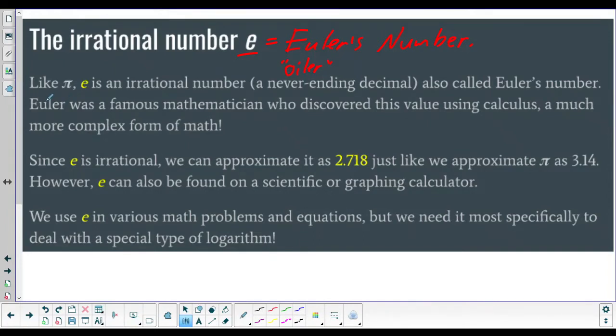So E is kind of like pi. It's an irrational number, so it's a never-ending decimal. Since E is irrational, you can't write down the whole thing. The same way pi is 3.14, E is 2.718. It's not actually this, it keeps going, but that's usually good enough to get us most answers.